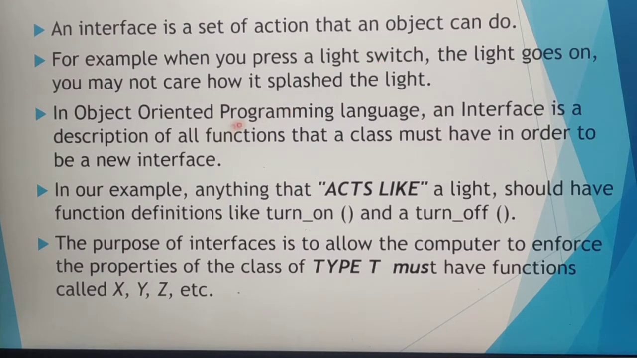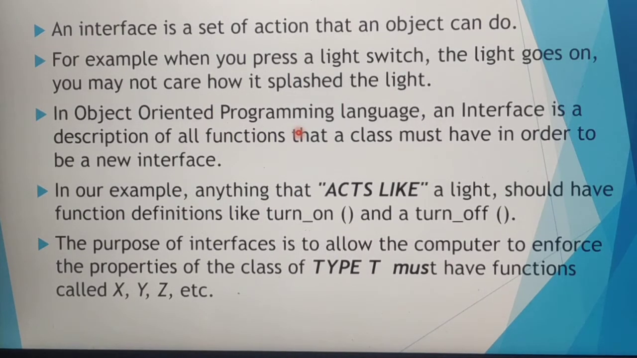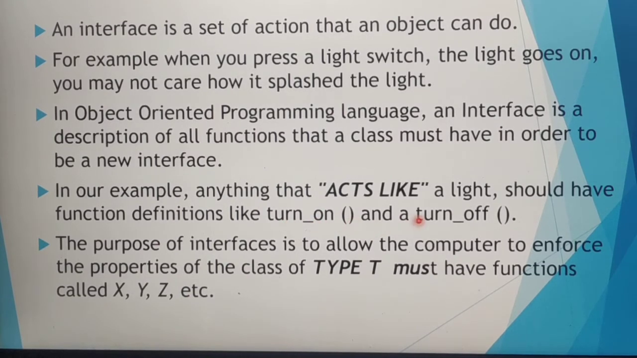In an object-oriented programming language, an interface is a description of all functions. Descriptions of all functions means each interface has a certain number of functions to do various operations. In this switch we have two operations, two functions: one is turn on and the other is turn off. When you turn on the switch we get light. When you turn off, the light switches off. So here we have two functions like this.